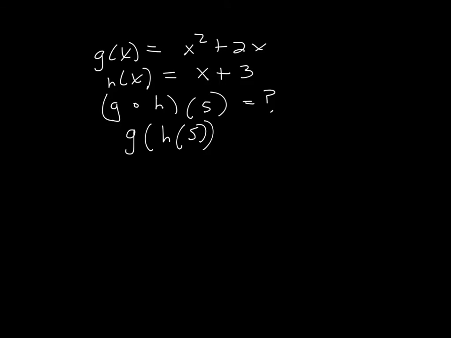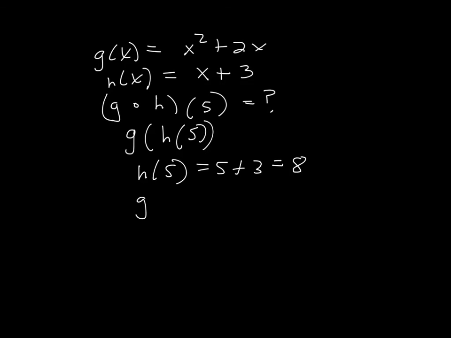Okay, so what does that mean? It means take a 5 and plug it into h. So we're going to put the 5 in for x right here in the h function. Obviously we're going to get 8, right? Then we're going to take the 8 and plug it into g to get g of 8. So it looks something like this. h of 5 equals 5 plus 3, which is 8.